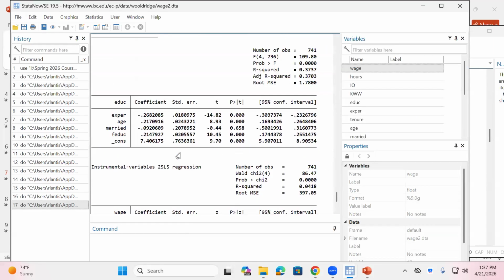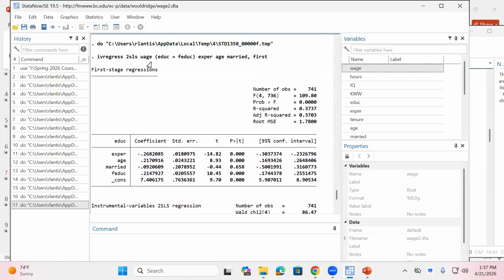So I look up here. Here's my first stage results where I was predicting the individual's education using their father's education, that instrument. Does this look like it's a good instrument? Well, is it correlated? Is the father's education correlated with the individual's education? At any statistically significant level, yes, that p-value is 0. So we have that first criteria met strongly from our first stage. Second criteria, once again, we'll focus on that next class, whether or not that's met.